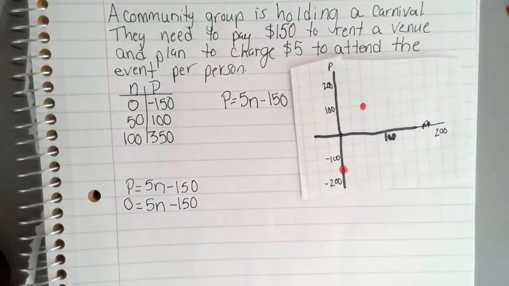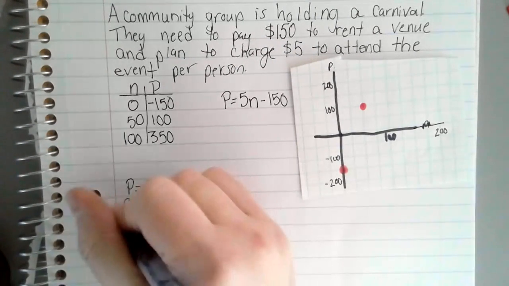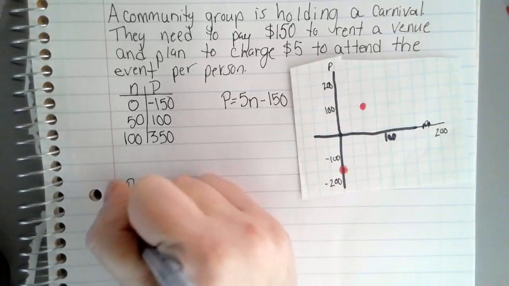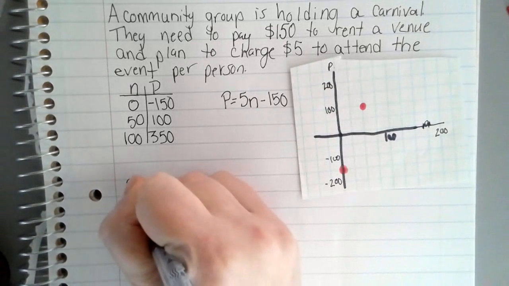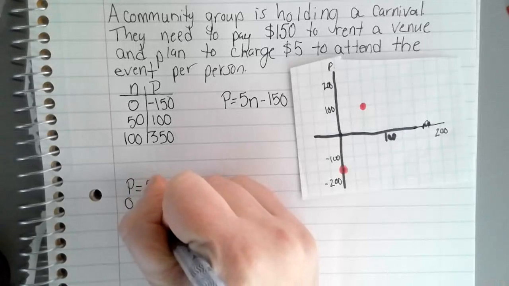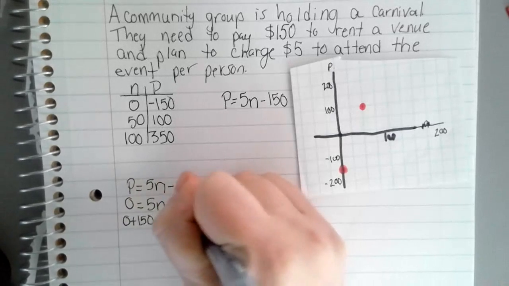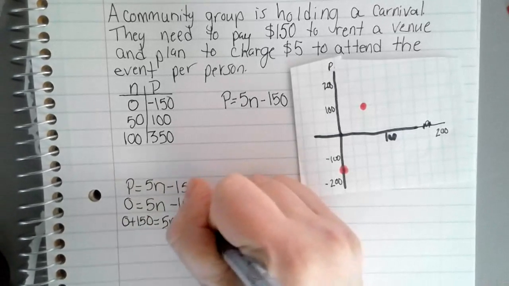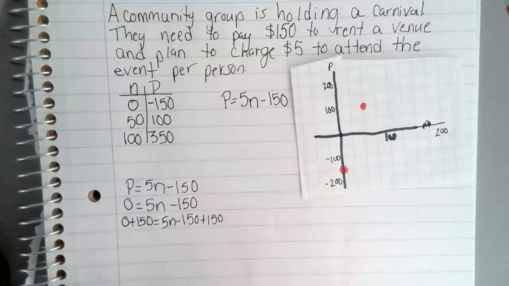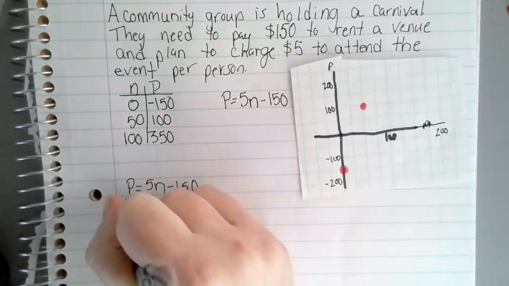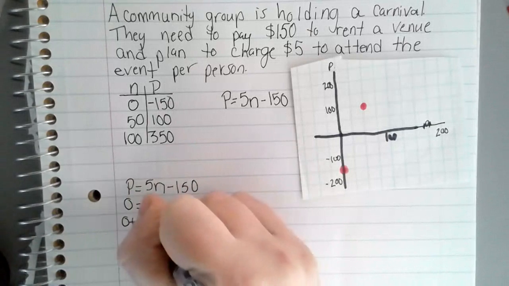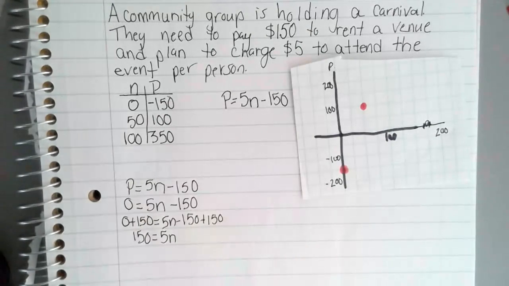I'm going to do the opposite of subtracting 150, which is adding 150 to both sides of my equation, because I need to keep things balanced, because that is what the equal sign wants me to do. Adding on this side is going to cancel out the 150 that is there, leaving just the 5n. And on the other side, we're going to have 150. So I have 150 is equal to 5n.